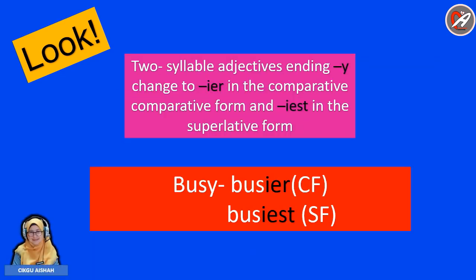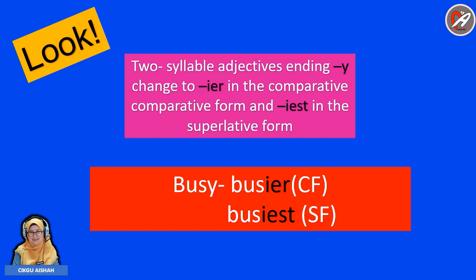Let's look at the spelling rules for the comparative form and superlative form. For two-syllable adjectives ending in Y, we change Y to IER in the comparative form, and we change Y into IEST in the superlative form. For example, the adjective busy.